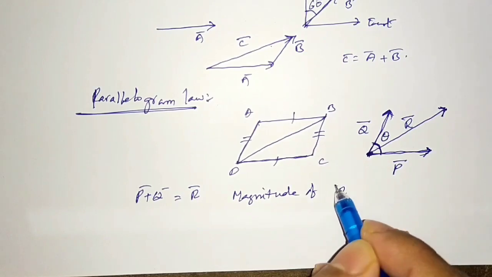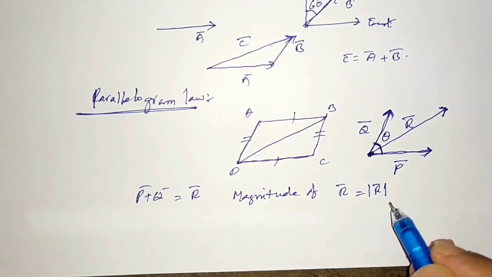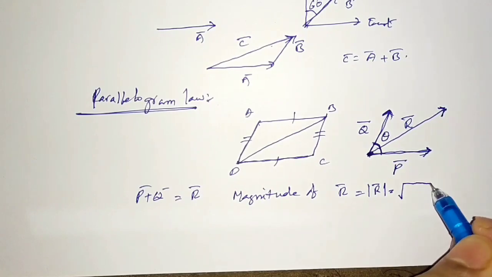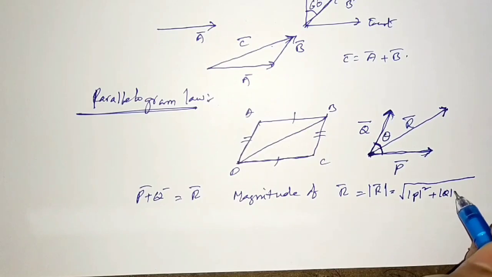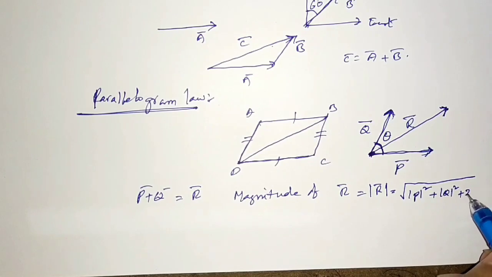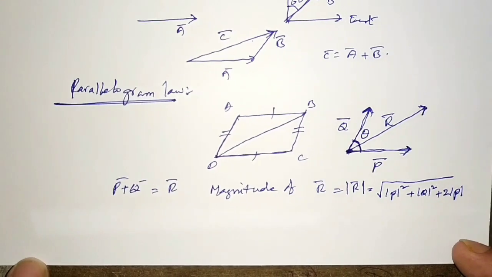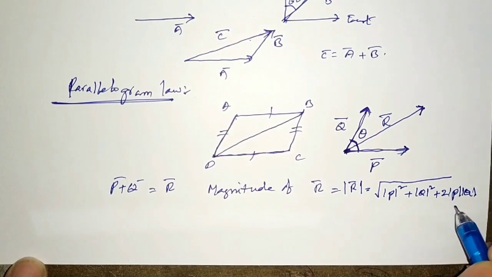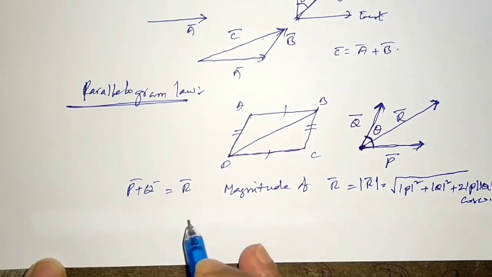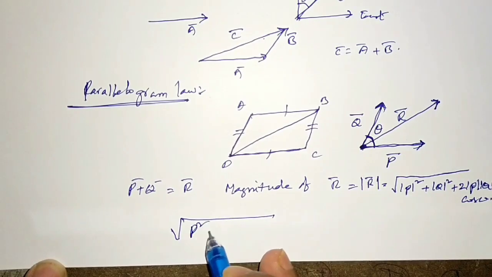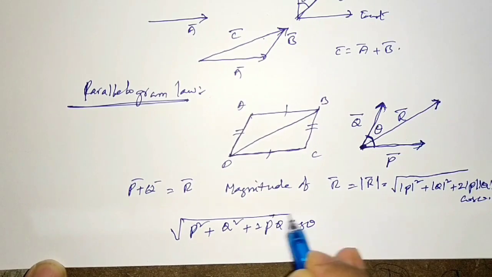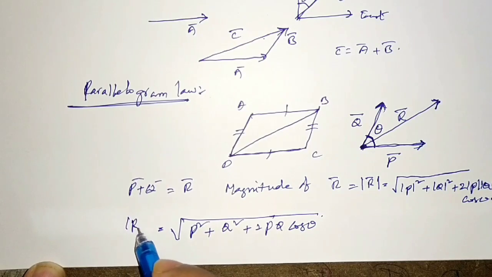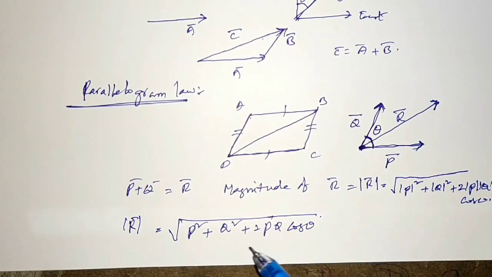Magnitude of vector r can be represented by modulus of r. It can be written as root over magnitude of p whole square plus magnitude of q whole square plus 2 magnitude of p into magnitude of q into cos theta. I am writing here, root over p square plus q square plus 2pq cos theta. It looks like (a plus b) whole square. A plus b whole square is what? a square plus b square plus 2ab. But here it is 2ab cos theta.